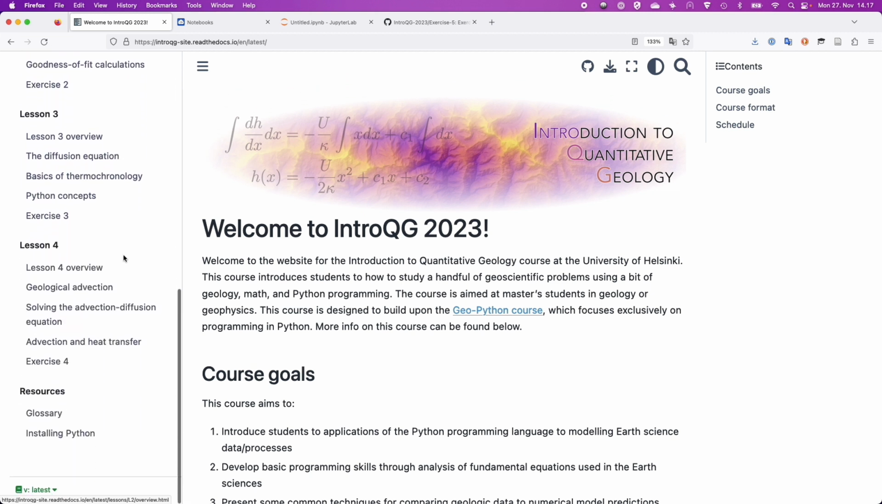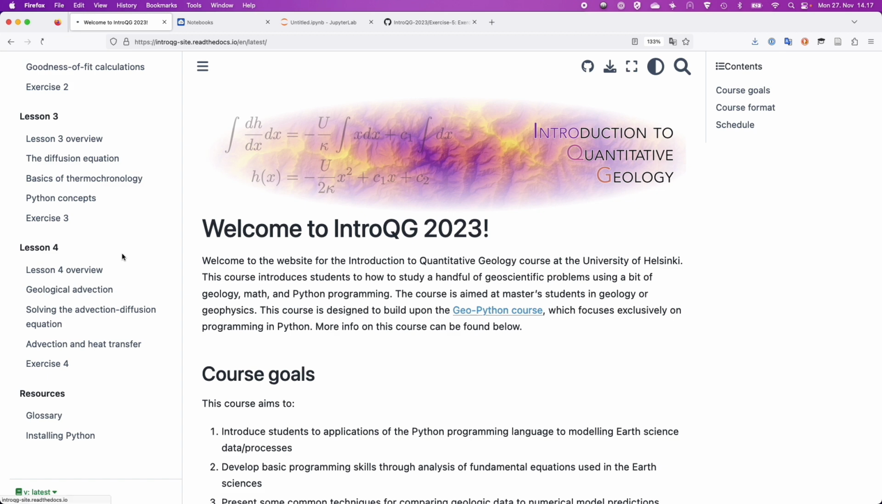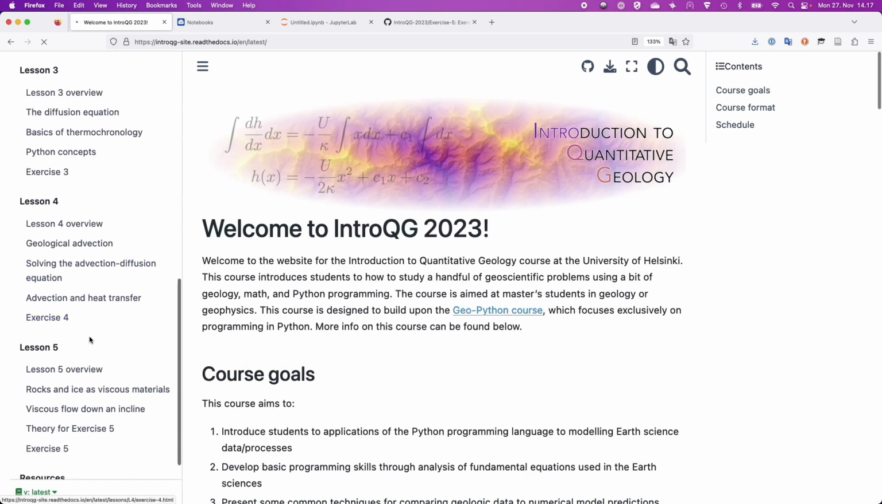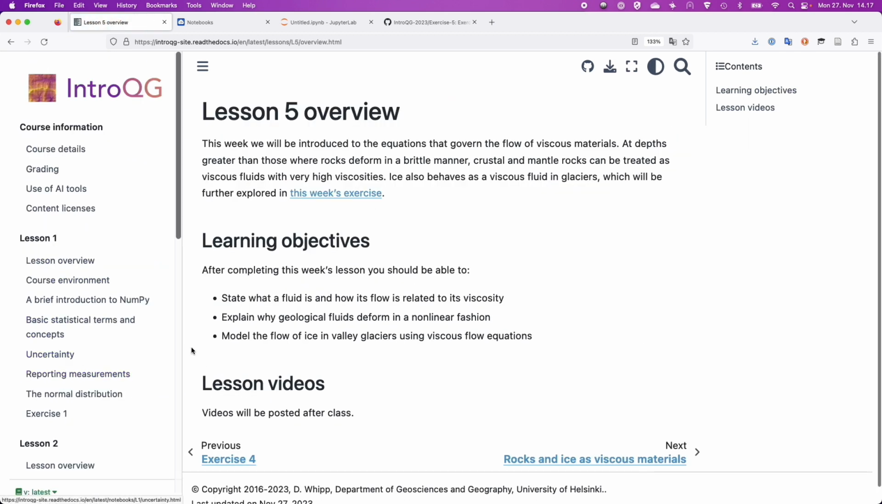What we will be talking about, if I can refresh the page and get lesson 5 to show up, is viscous flow and the equations we can use to model it, for the exercise applied to ice. But we'll see in the introductory lecture some examples of how viscous flow also relates to rock inside the earth. So it's a useful thing to see.